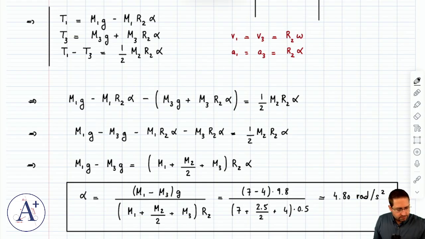So, just taking a step back. Last week we said we're going to talk about a new type of motion that we have not encountered before, which is rotational motion.